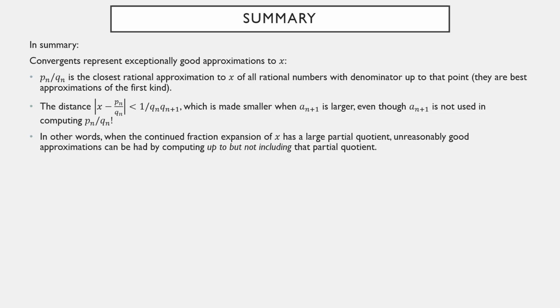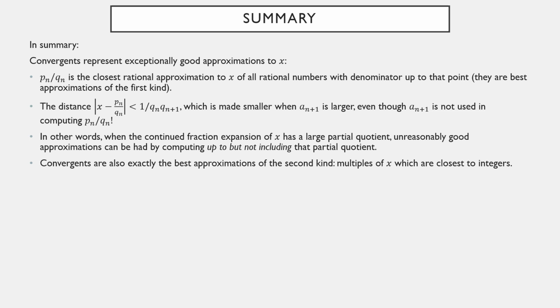So if you see a very large partial quotient in the expansion for a number, stop your computation of convergents just before using it, and you'll have a rational number whose denominator isn't too big, because you did not use the very large partial quotient, but the distance to x is very, very small because the next denominator, which does use that large partial quotient, would show up there in the denominator.